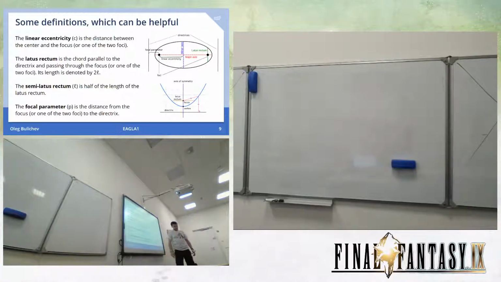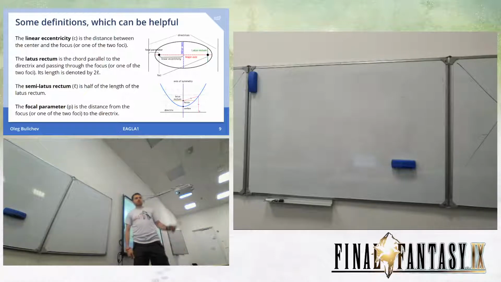Latus rectum sounds like a fancy word. Latus rectum. Okay, it's this guy. So it's the length. We have the focus, we make a perpendicular and find it. Semi latus rectum is the same divided by 2. And focal parameter is the distance from the focus to the directrix. This one. It's called P.